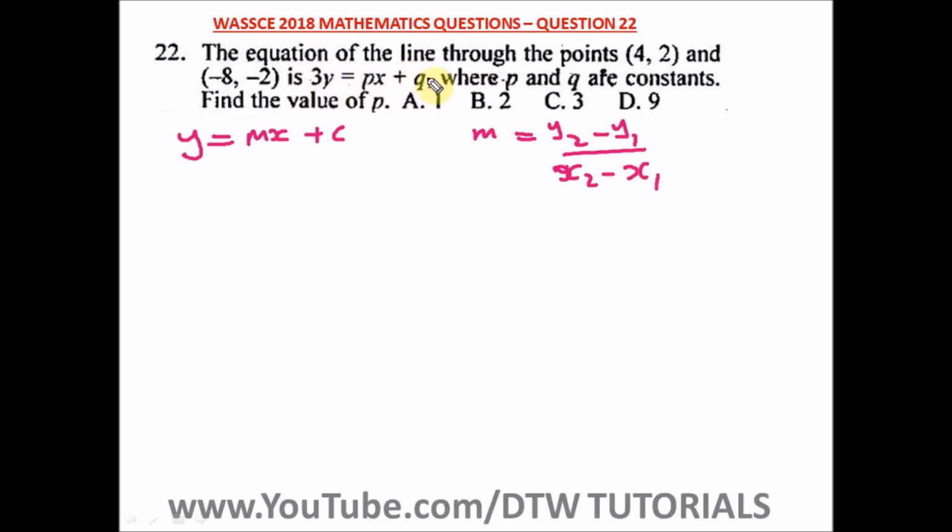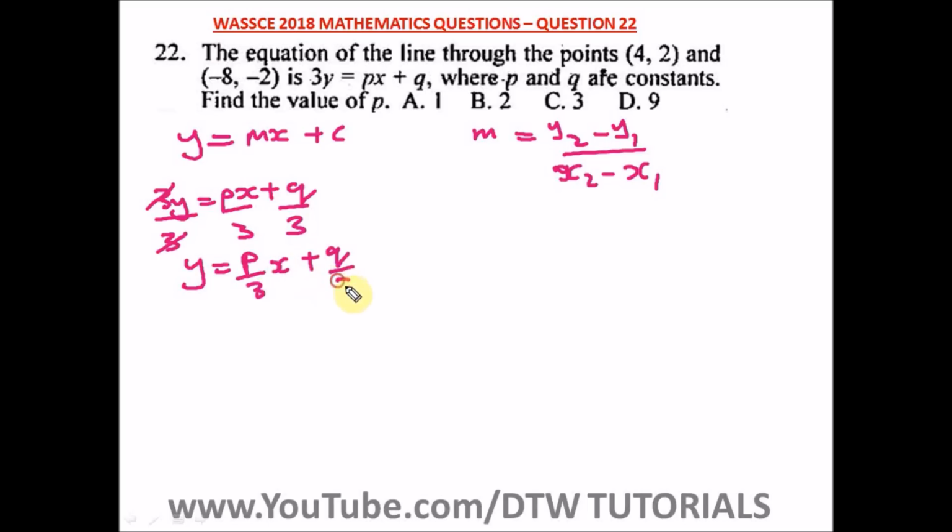So let's try to simplify this equation to become as this, okay? So we have here 3y is equal to Px plus Q. Let's leave only y on this side of the equation. So divide everything by 3, okay? Divide both sides by 3. So this will cancel out. So we're having y is equal to P over 3 x plus Q over 3.